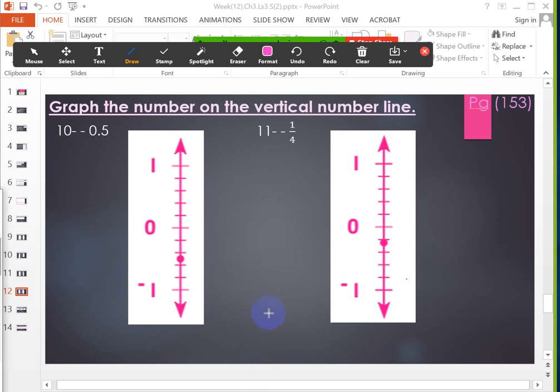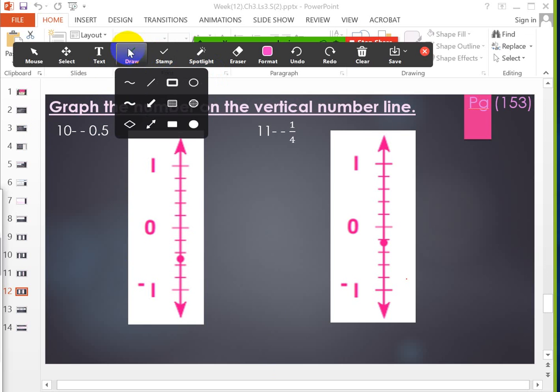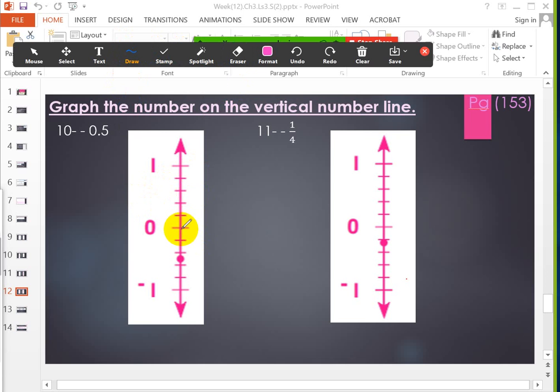Negative 0.5 is in the middle between 0 and negative 1 because this number is a half. So it will be in the middle of that distance. Or, girls, you can divide the distance between 0 and negative 1 into 10 equal parts. That means you have to count 5 parts. Try it, or you can put it in the middle, so this number will be negative 0.5.